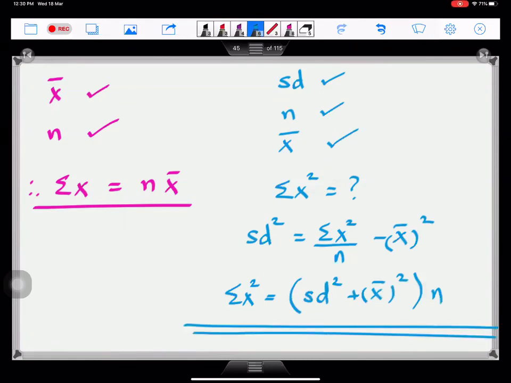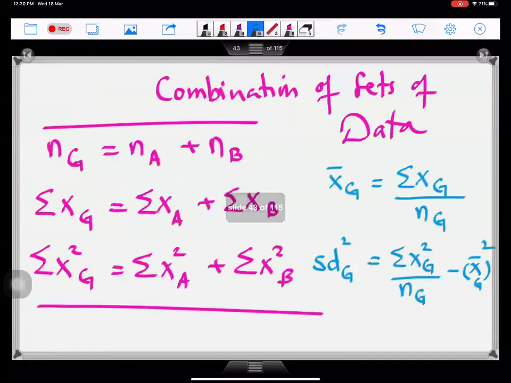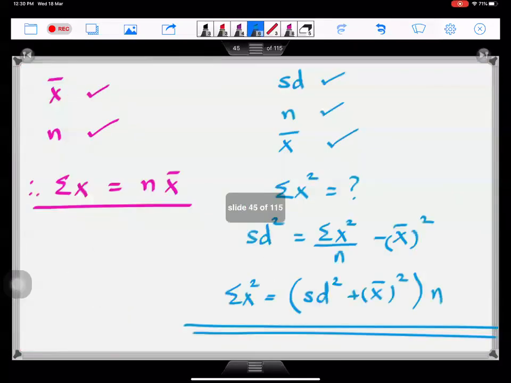Now the strategy is you have to do all this, but if sigma x is missing, what should be done? If sigma x square is missing, what should be done? This should be done. Sigma x is the number of observations multiplied by the mean, and sigma x square is variance plus square of mean, bracket closed, multiplied by n.